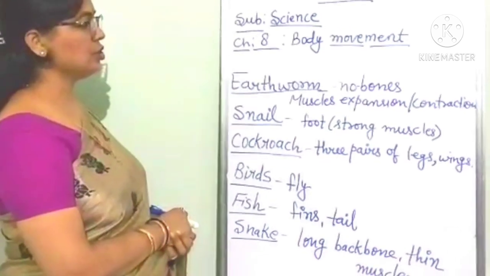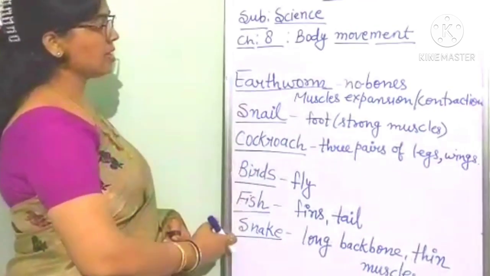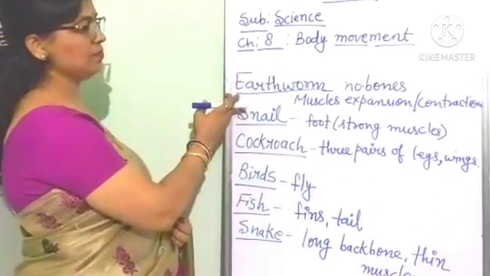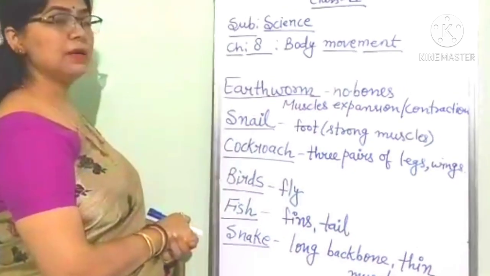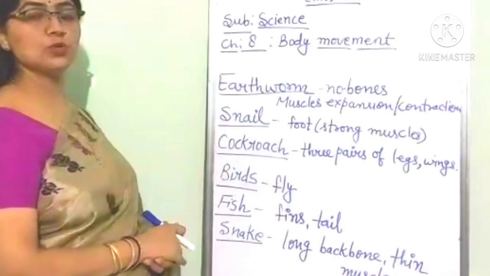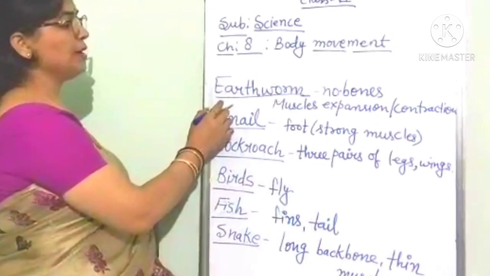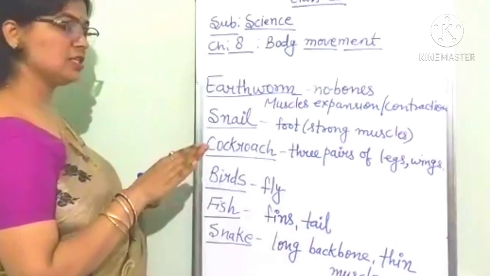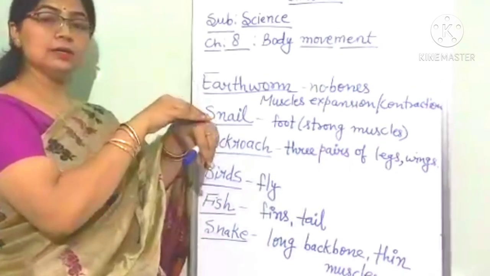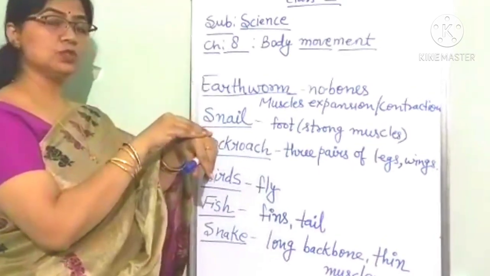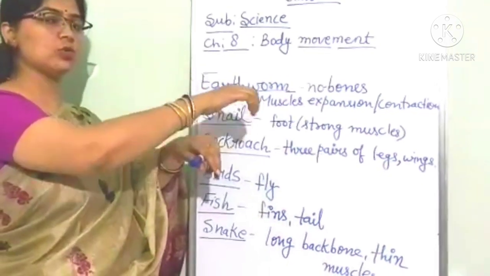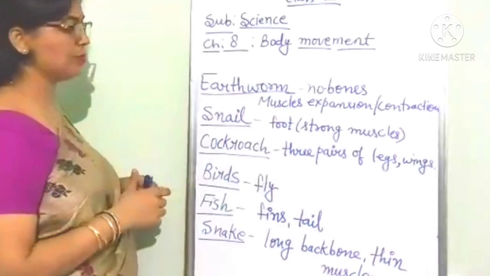Now the last part in your chapter, there is some movement in animals. First is the earthworm. There is no bone in the earthworm, but it can contract and expand its body through the muscles. You all have seen the movement of the earthworm. It takes the fore part, the front part, and sticks it to the ground, and after that it shows the movement again and again, and can go ahead from its place.